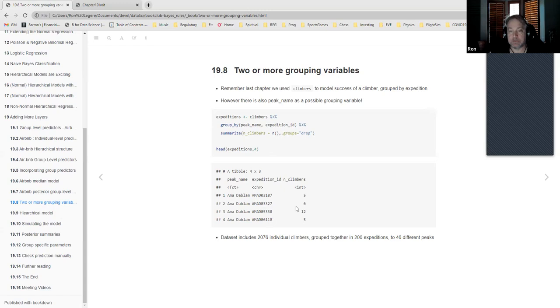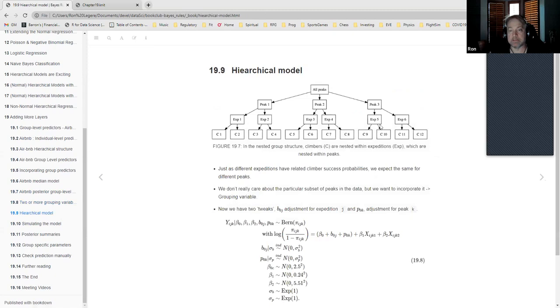There were several expeditions to that peak with different numbers of climbers on it. And it says right here that the 2000 climbers are grouped into 200 expeditions to 46 different peaks. It's a nested hierarchy like this: there are peaks, each peak has a bunch of expeditions, and each expedition has a bunch of climbers. That's this grouped effect.